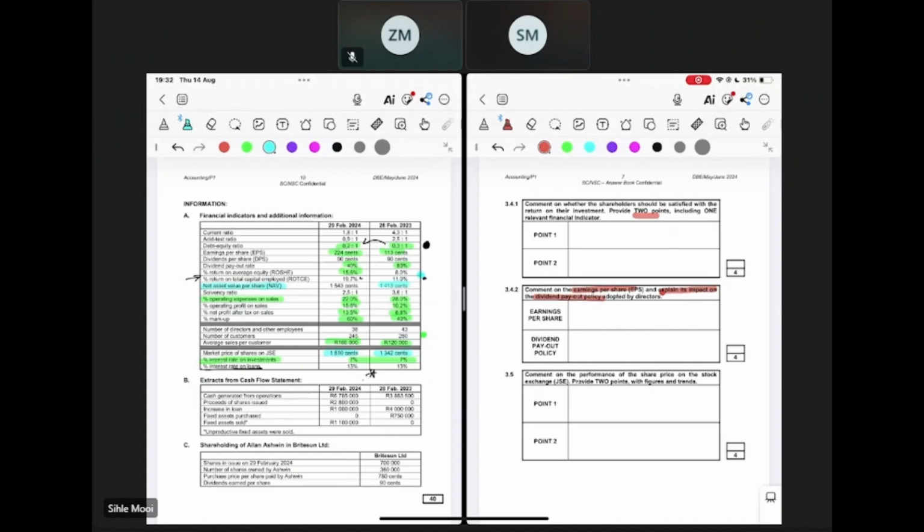And yes, you can see it increased, but what we're trying to compare it to is the market share price, like the question says. So here, according to the NAV, we had 1,543 cents, but according to the JSE, it's 1,610 cents. So this shows that there's a good demand for the shares.